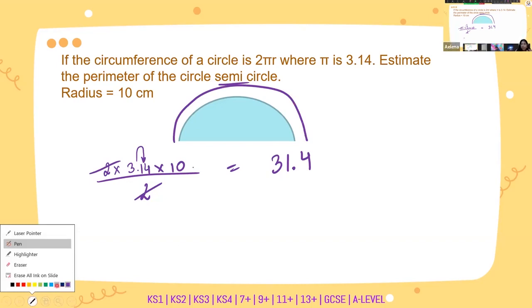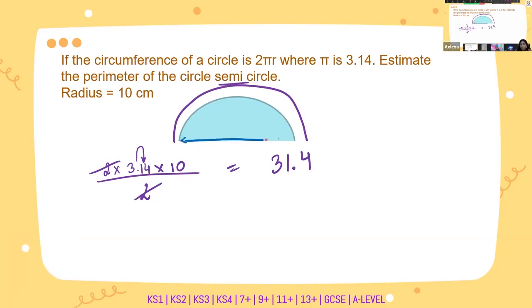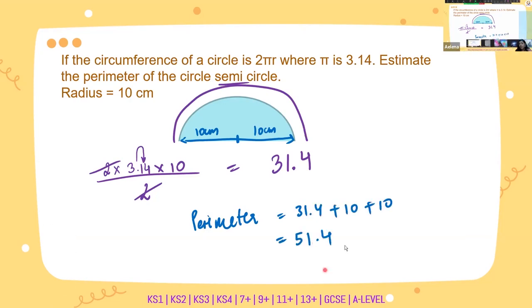Apart from that, what else do we have? We have this thing as well. Radius is measured from the center. That means 10 centimeters over here, 10 centimeters over here. So your total perimeter over here would come out to be 31.4 plus 10 plus 10. So your answer for this one is 51.4. Okay, I can see Abdul Hafiz and Basi Saeed have given me the correct answer. Very good. Good speed.